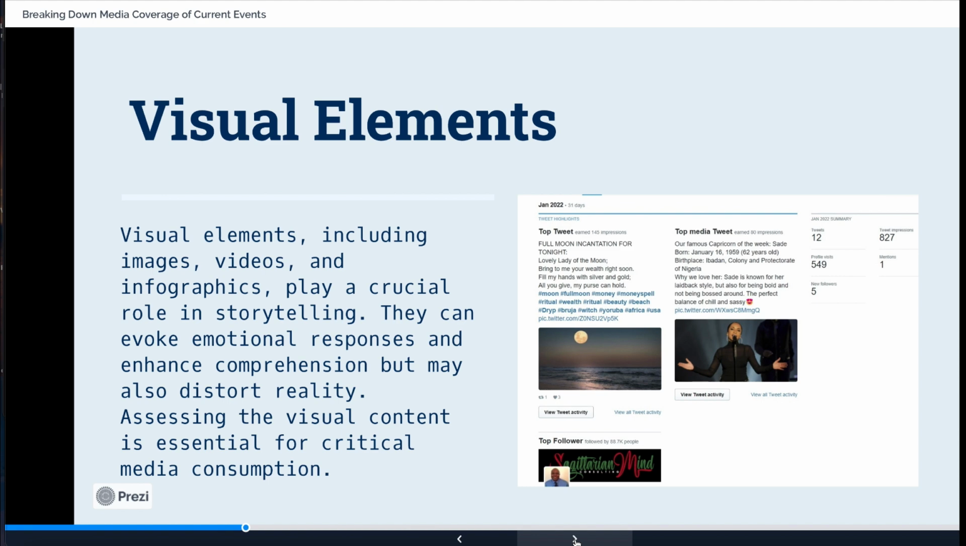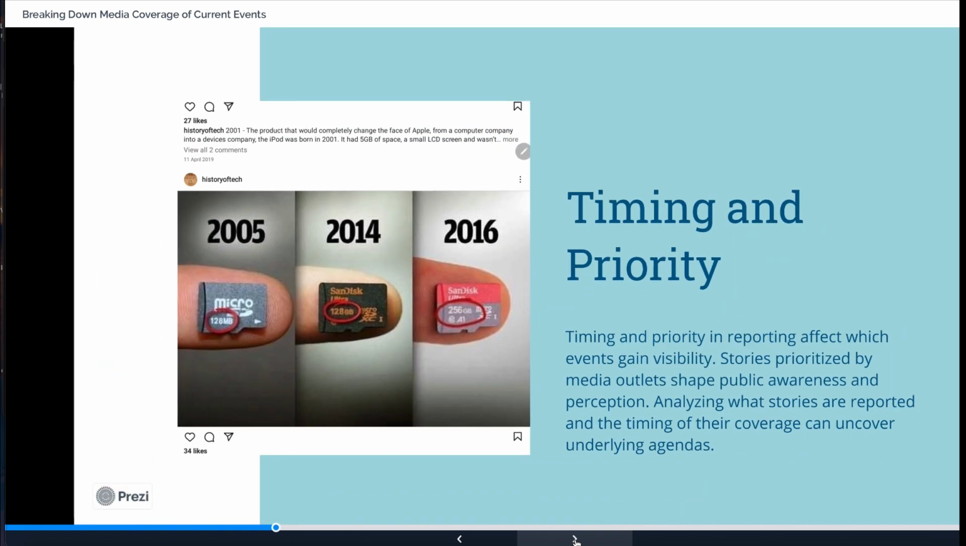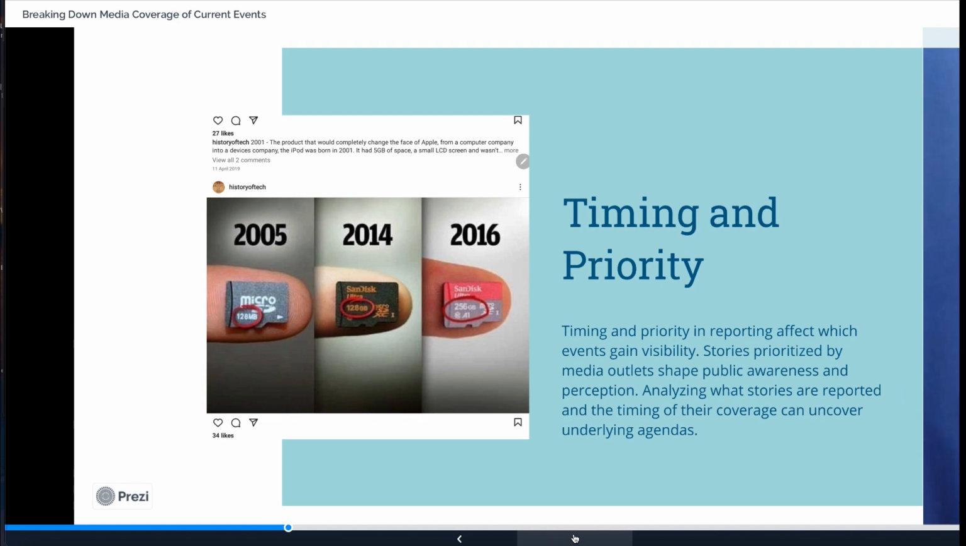Timing and priority. Timing and priority in reporting affect which events gain visibility. Stories prioritized by media outlets shape public awareness and perception. Analyzing what stories are reported and the timing of their coverage can uncover underlying agendas. Now let's move on to another slide, breaking down media coverage of current events.